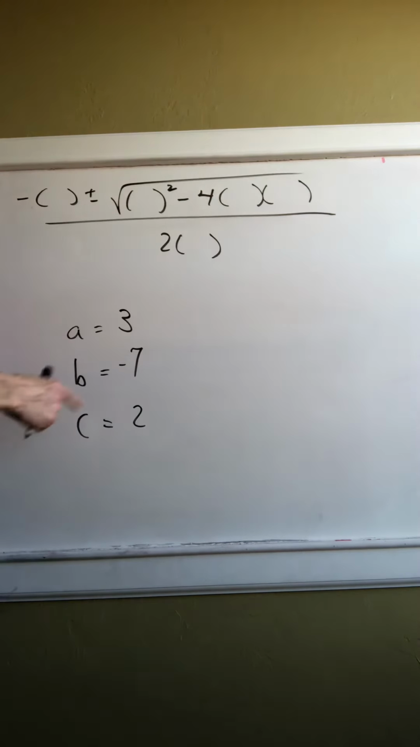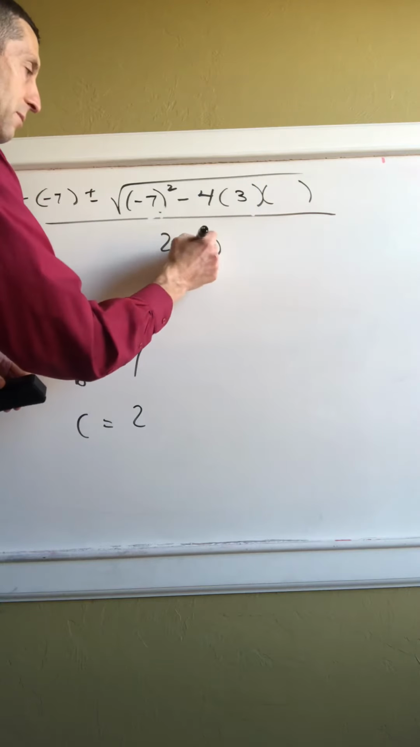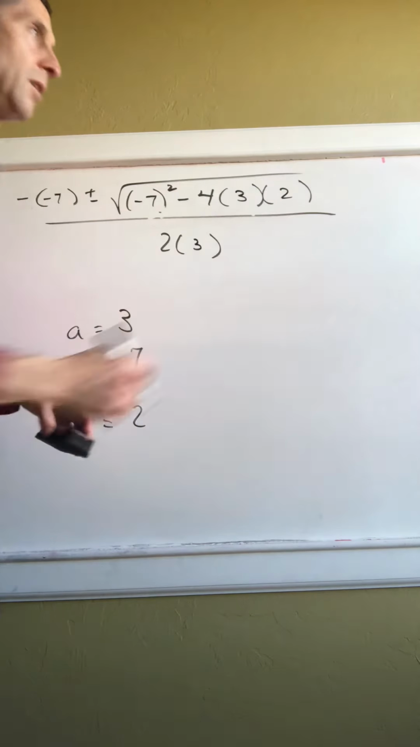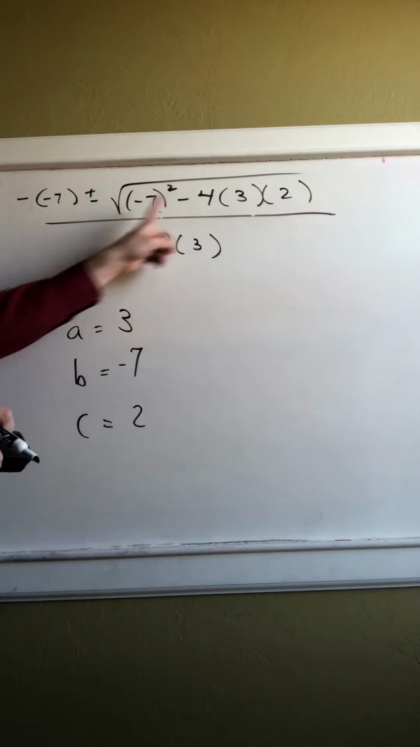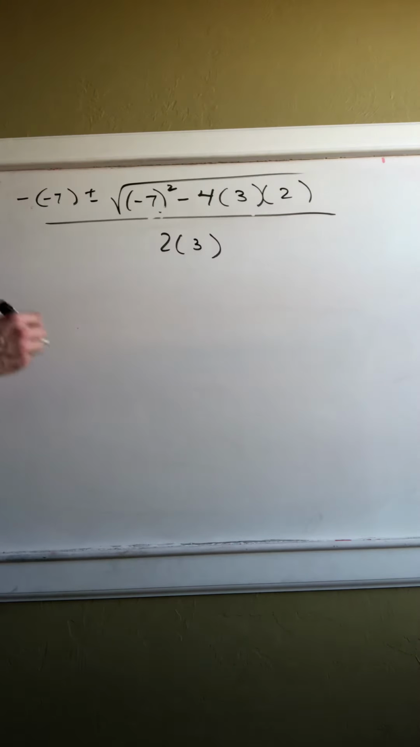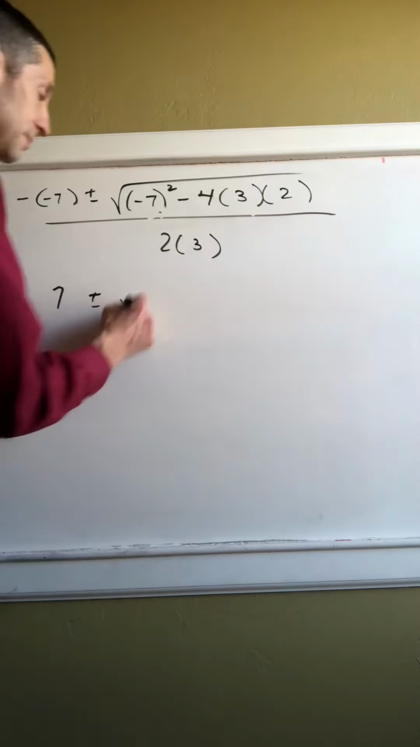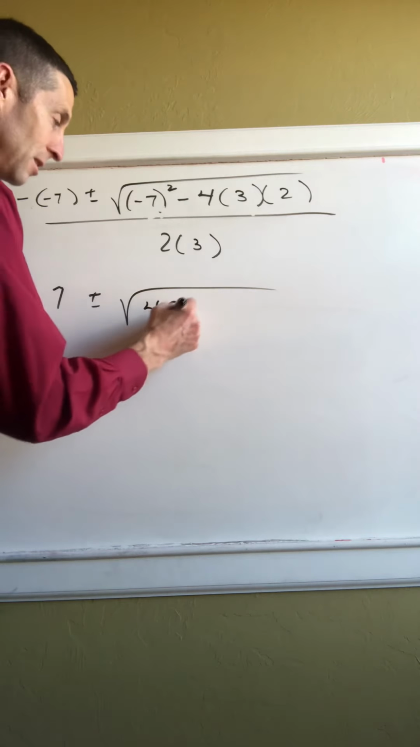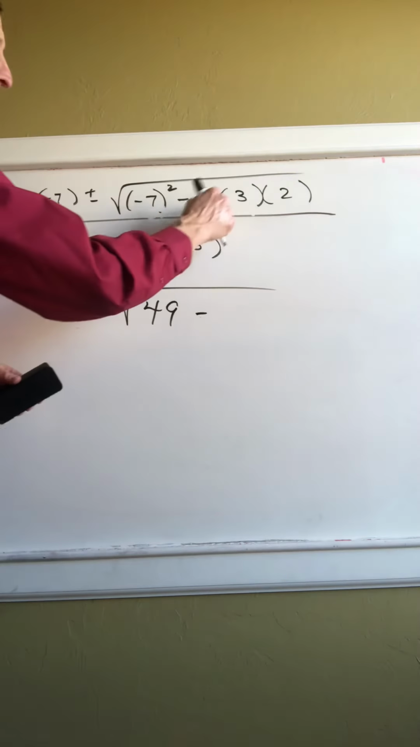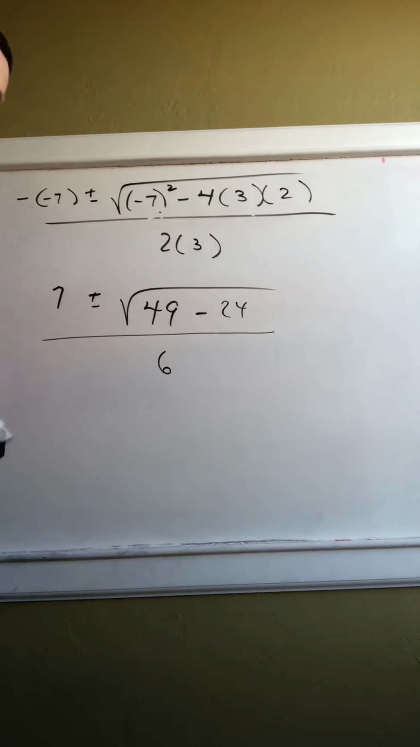We got A's, B's, and C's. B's up first, that's a -7. A's next, +3. C's a +2. Once you have your values for A, B, and C all plugged in, now it's time to clean up the mess. Be careful with those negative signs. Negative times negative, that's +7. And again, another negative sign. This is -7 squared, which gives us a positive 49. 4 times 3 times 2, that's going to be 24. 2 times 3, that's going to be 6.